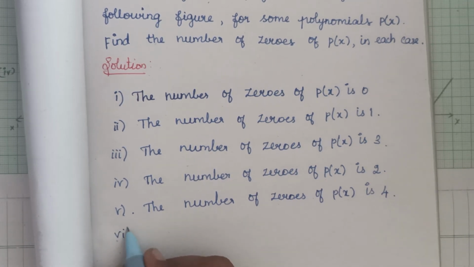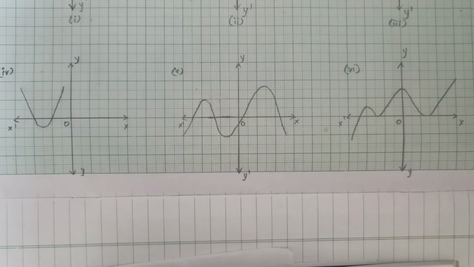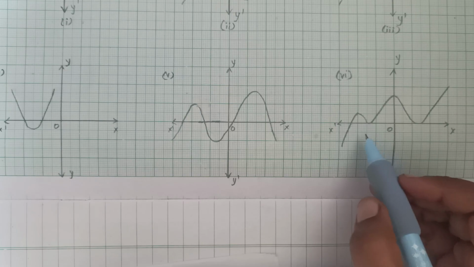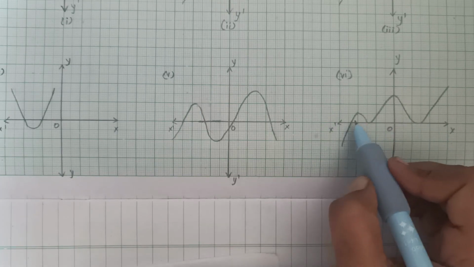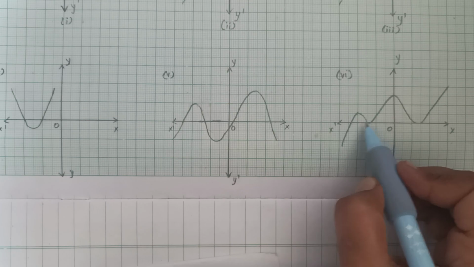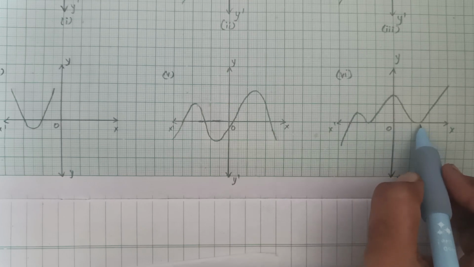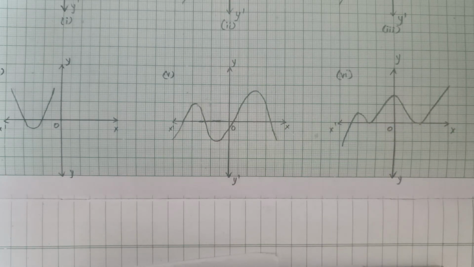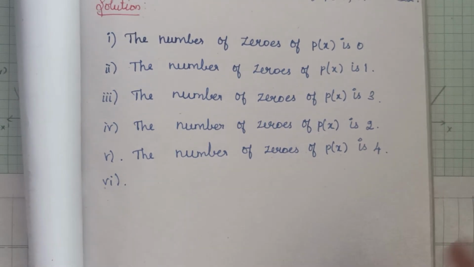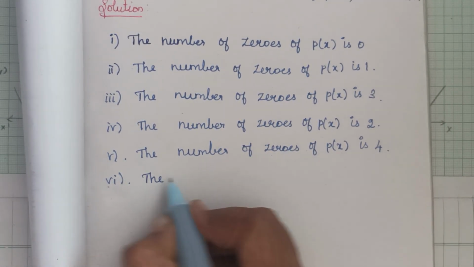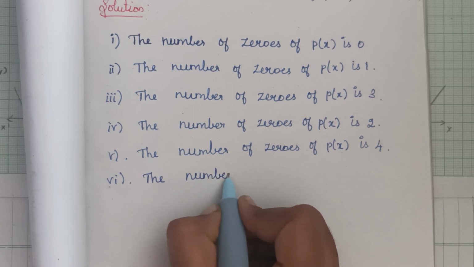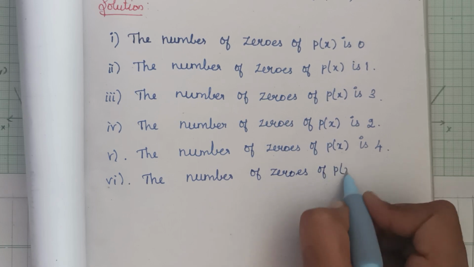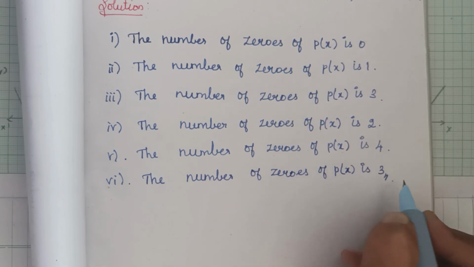Okay, now look at the sixth sum. So look at the last graph. How many times does the graph intersect the x-axis? So here 1. So here also it intersects, right? 1, 2, and then 3. So totally 3 times the graph intersects the x-axis. Okay. So write the number of zeros of p(x) is 3.